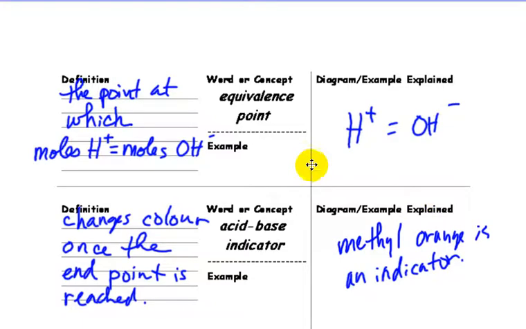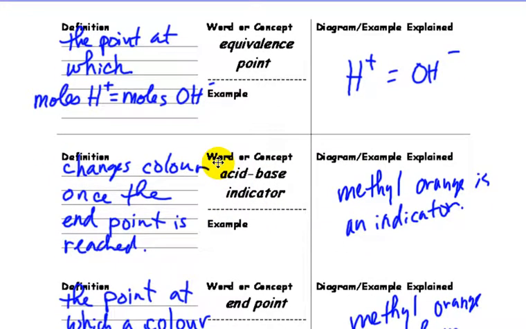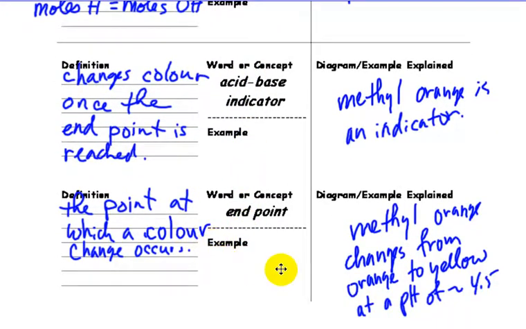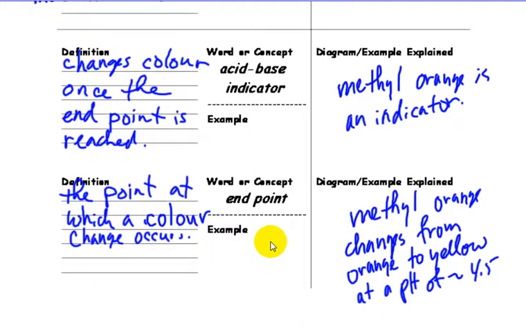And equivalence point, the point at which moles of H plus and moles of OH minus are equal. Acid-base indicator changes color when the endpoint is reached, the endpoint hopefully being close to the equivalence point. The visual cue when the neutralization reaction has happened. So for example, methyl orange changes from orange to yellow at a pH of around 4.5.